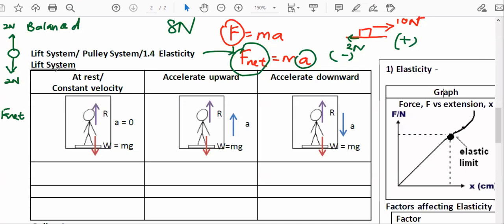Right? Because constant velocity also means zero acceleration. So you have the net force zero idea. Yeah, so you will look into all these scenarios. So we'll move on to this lift system first, okay? So I will tell the students now.